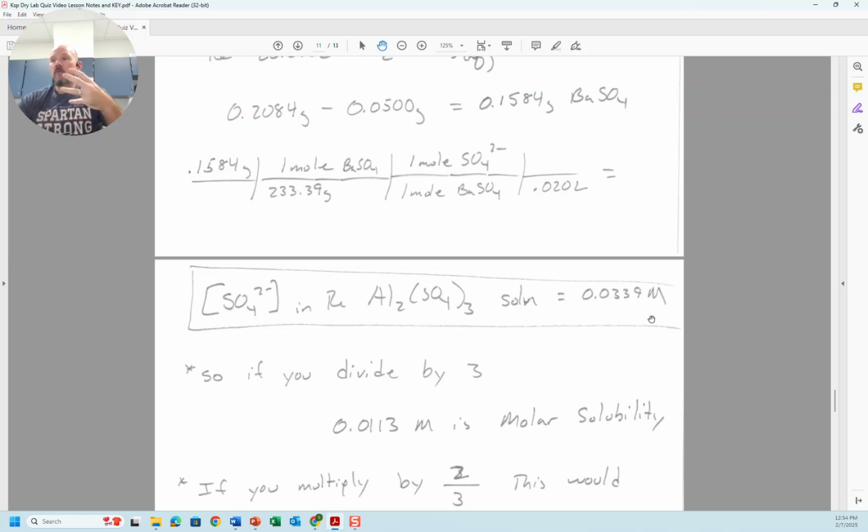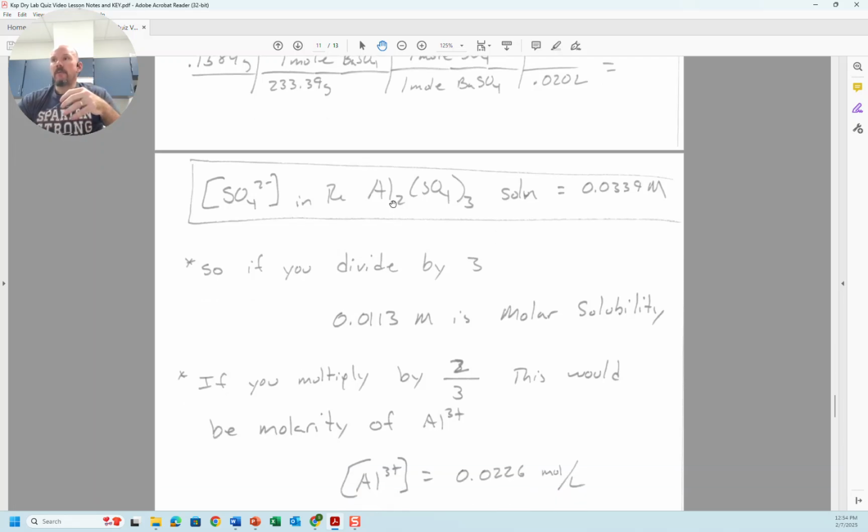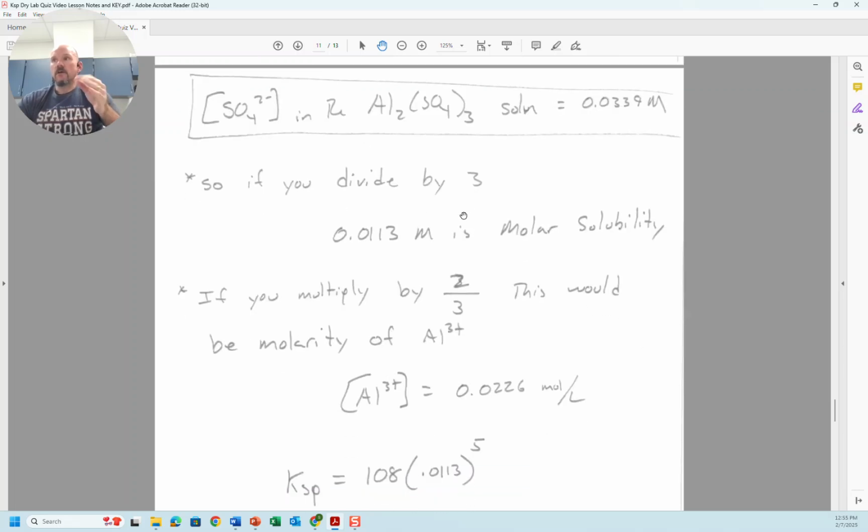Okay, so a couple ways I can go about it. If I divide this by 3, that's going to be the molar solubility of the compound, because it's 3 sulfates for every 1 mole of the compound. If I multiply it by 2/3, that'll give me the molarity of aluminum in a saturated solution, because you get 2 aluminums for every 3 sulfates. Okay, so I have the molarity of sulfate, I have the molar solubility, I have the molarity of aluminum.